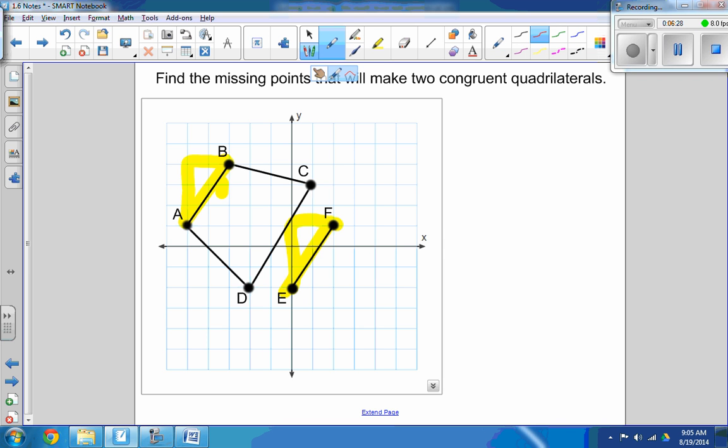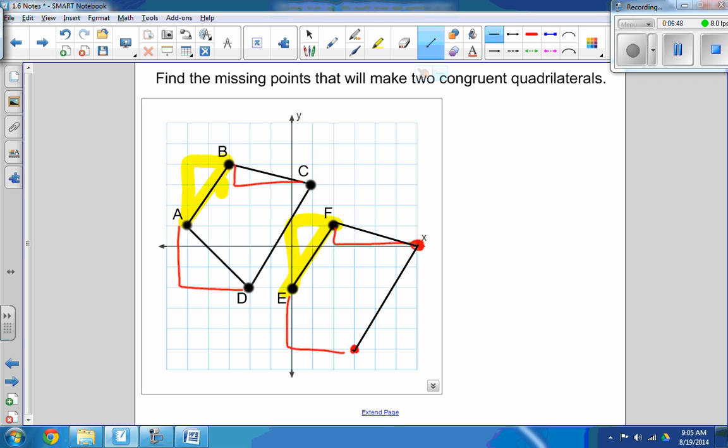From B to C, I go down 1 over 4. So I'm going to repeat that. Down 1 over 4. So there's my next point. From A to D, I go down 3 over 3. So I'm going to repeat that. Down 3 over 3. So here is my congruent quadrilateral, EFGH. Those are congruent quadrilaterals.